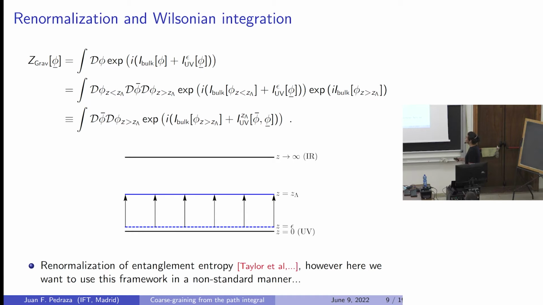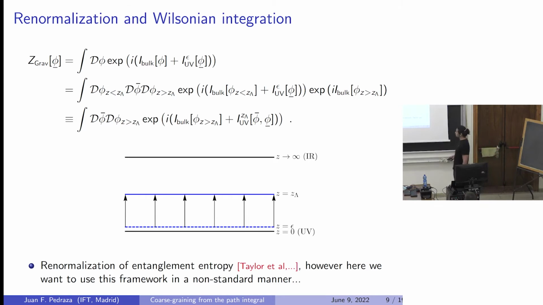The effective action is you have a bulk piece, but you also have a boundary term here that encodes this RG flow. Now, the idea is that we want to use this now applied to the entanglement wedge in a certain way. So first, let me just point out that renormalization of entanglement entropy is already understood. Marika has some papers on that.